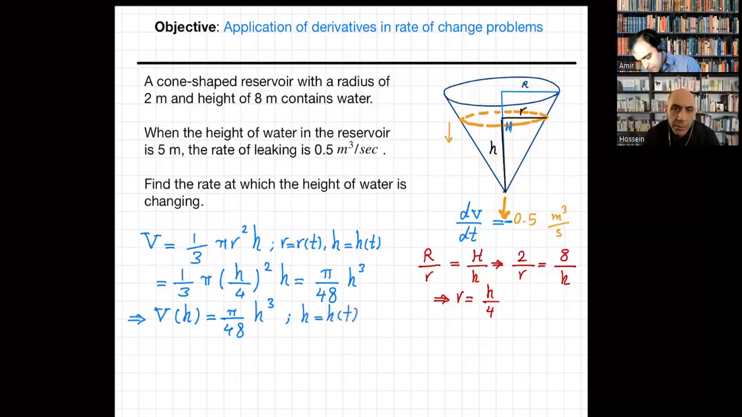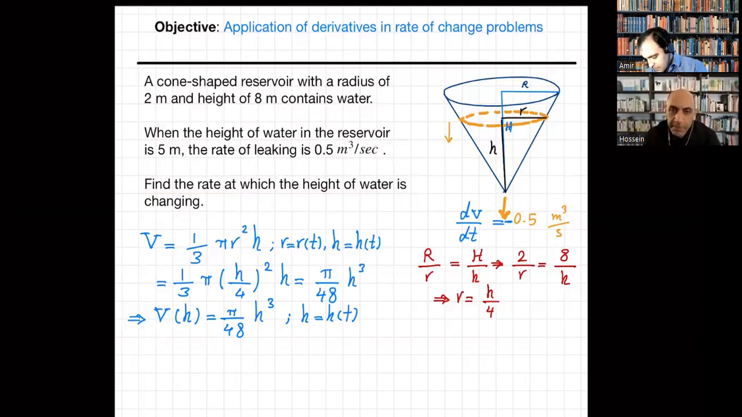Just wanted to add something. You could replace H with R, but you decided to replace R with H because the problem is asking to find the rate of change of height with respect to time, not the radius with respect to time. Correct. Yes. Because we can see the height of the water. It's more intuitive.